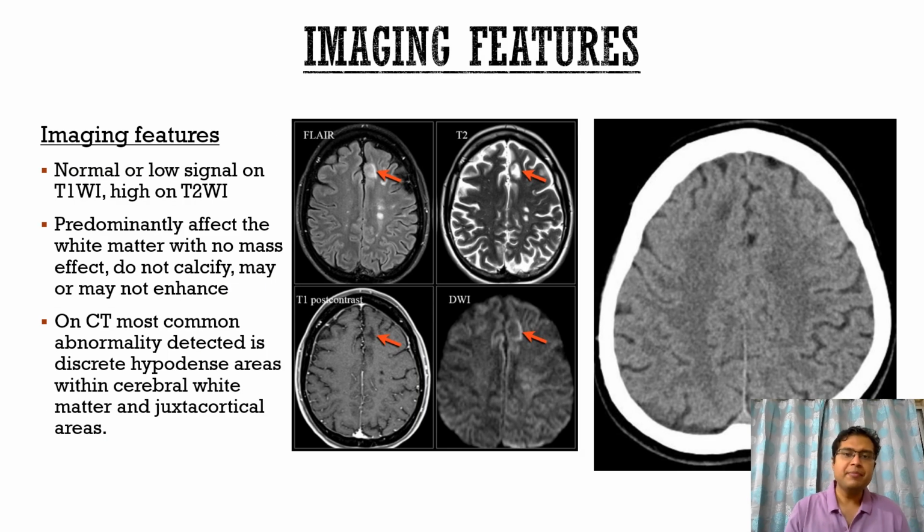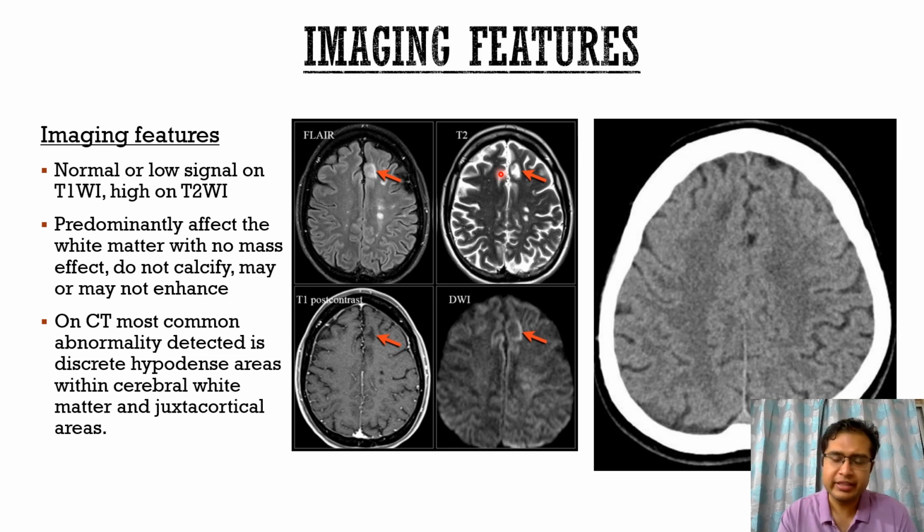Coming to the imaging features of a typical demyelinating disorder, on CT it is difficult to detect. Most commonly, the abnormality that can be seen is discrete hypodense areas within the white matter of the CNS. But they are very non-specific, and MRI is the investigation of choice for evaluating any demyelinating disorder, in which a typical lesion shows a low signal on T1 weighted images and hyperintensity on T2 weighted images.